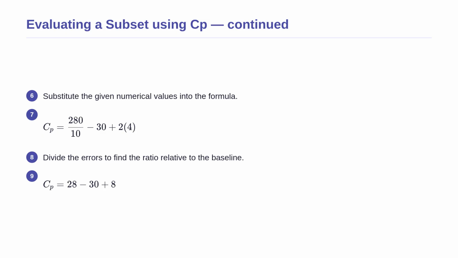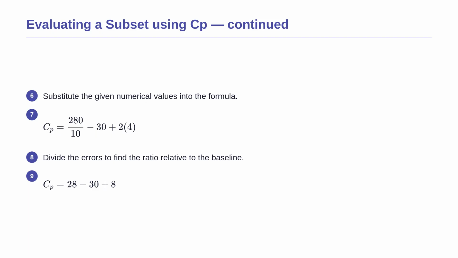Continuing with our evaluation, we carefully substitute all of our given numerical values into the formula. The sum of squared errors for our smaller model, 280, goes into the numerator. The mean squared error of the full model, 10, goes into the denominator. We insert our sample size of 30 and apply the parameter penalty by multiplying 2 by our parameter count of 4. We perform the basic arithmetic, dividing 280 by 10 to get a ratio of 28. We multiply 2 by 4 to get 8.